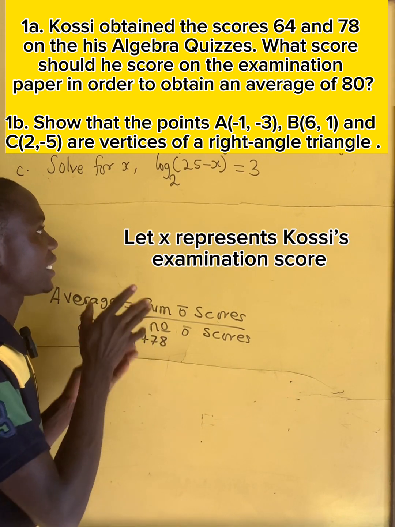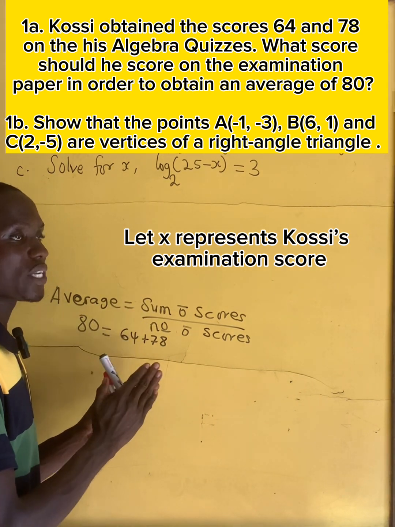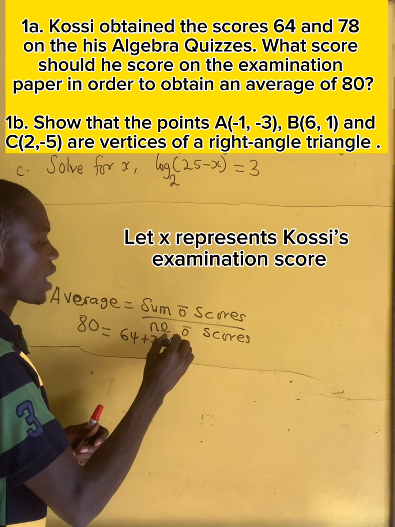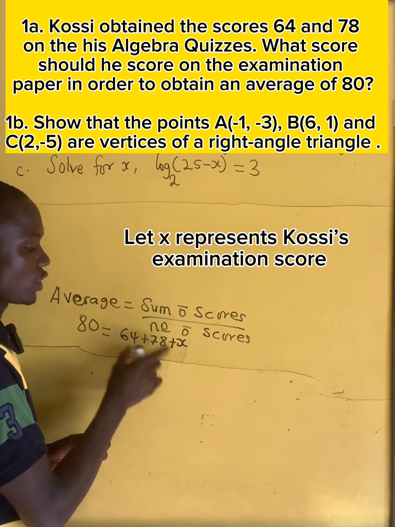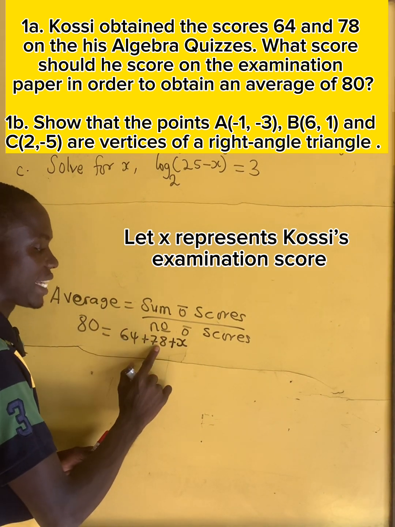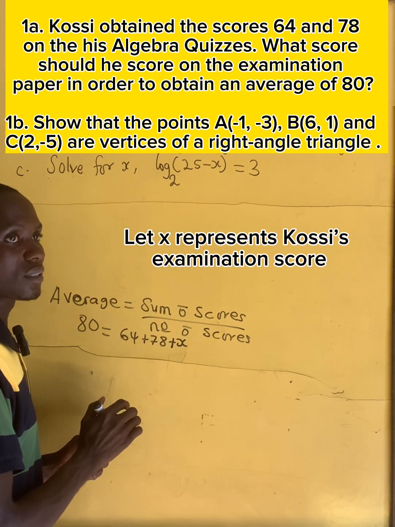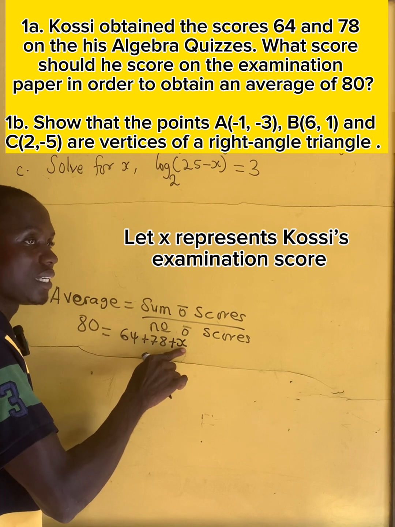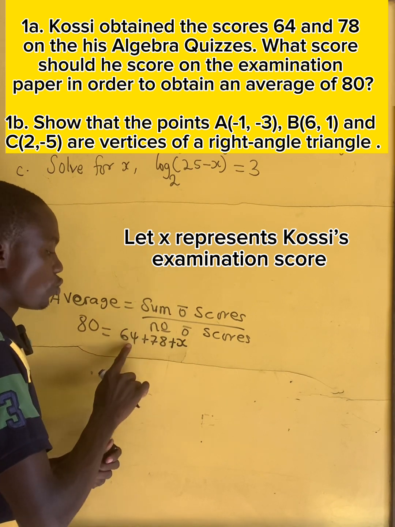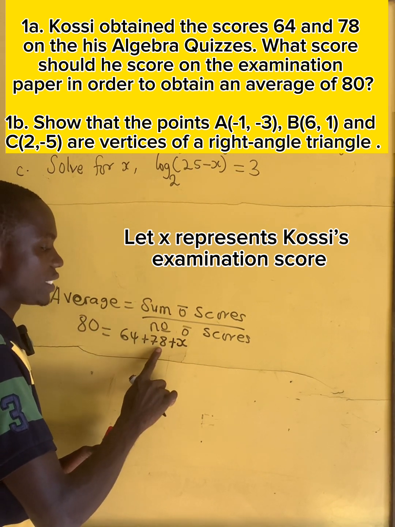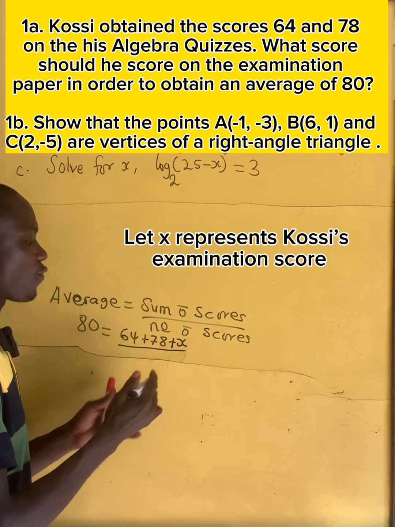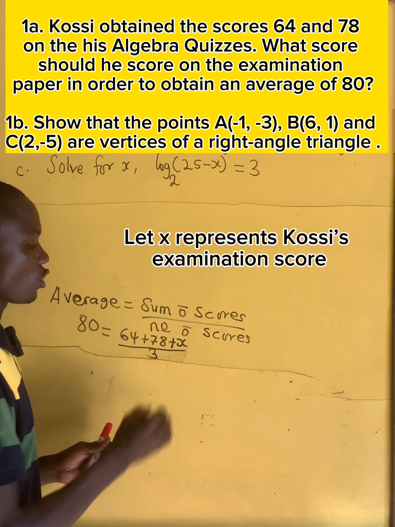So we write that let X represent Kossi's examination score. Then we have to add X to this. So first quiz score plus second quiz score plus the examination score, all divided by the number of scores. Here we have 3 of them.